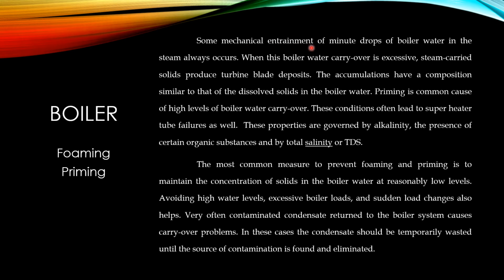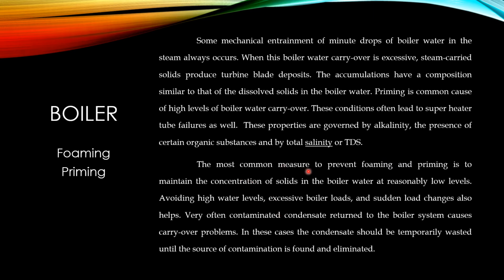Some mechanical entrainment of minute drops of boiler water in the steam always occurs. When this boiler water carryover is excessive, steam carried solids produce turbine blade deposits. The accumulation has a composition similar to that of the total solids in the boiler water. Priming is a common cause of high levels of boiler water carryover. The condition often leads to superheater tube failures as well. These properties are governed by alkalinity, the presence of certain organic substances, and by total salinity or total dissolved solids.